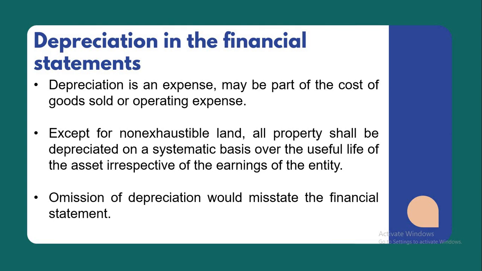So in short, the amounts you report in your financial statements will be wrong, especially when you report the income statement. Your net income will be overstated, because your expense will be understated. On the other hand, for the statement of financial position in the non-current asset section, particularly in the PPE, the carrying amount of the PPE will be overstated because of the omission of the depreciation. So there will be misstatement in the financial statements.